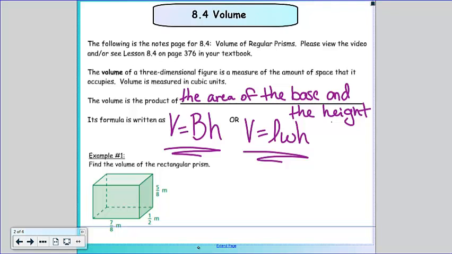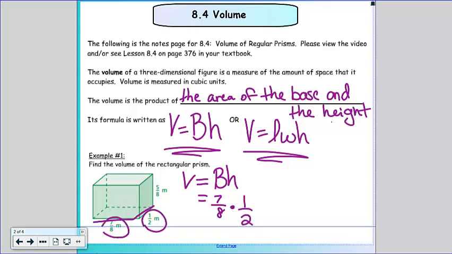Example number 1 is a rectangular prism. It says find the volume. So let's use our formula for volume. Volume equals area of the base times the height. The area of the base is going to be 7/8 times 1/2 for our length and width. And our height is 5/8, so we'll multiply by 5/8.